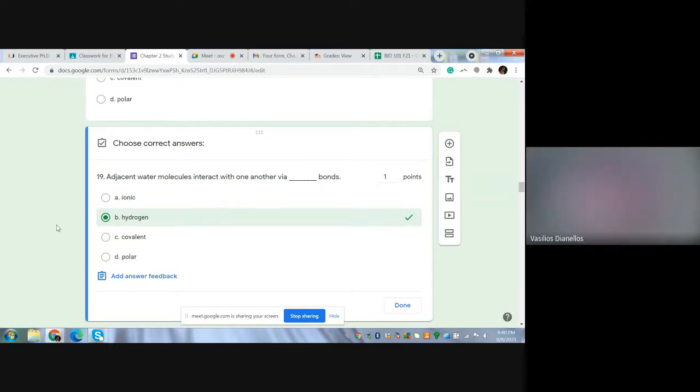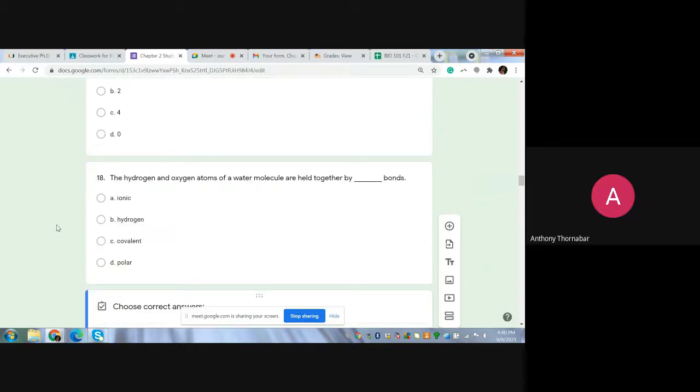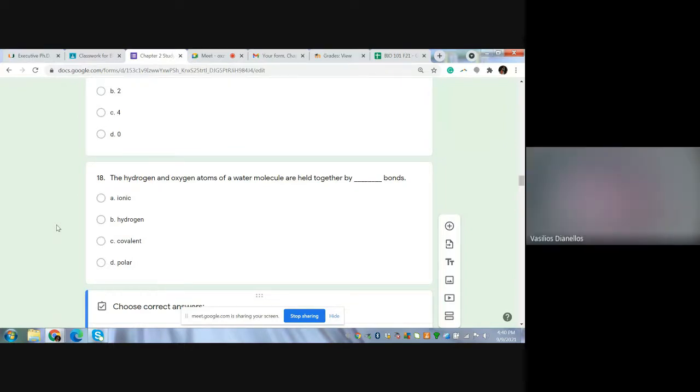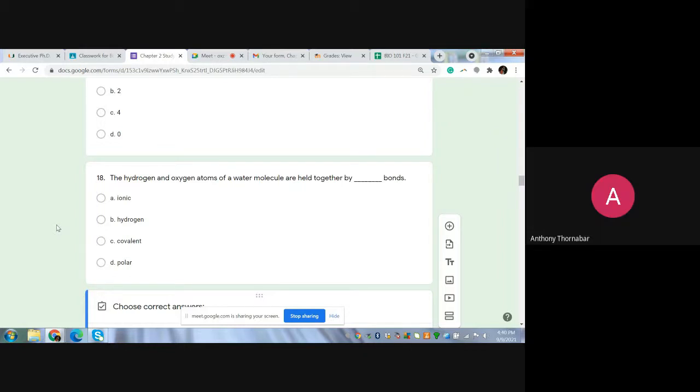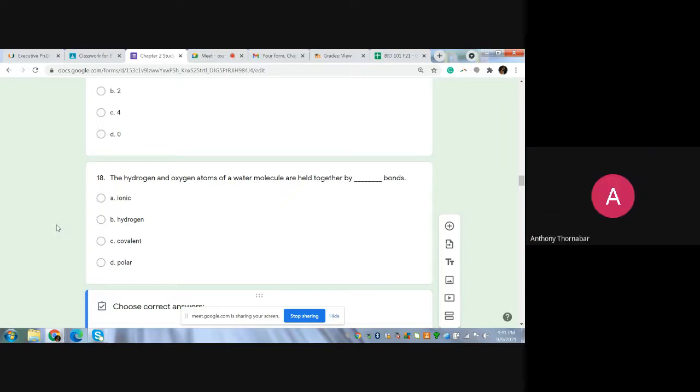Yes. Could you back up to 18 real quick? Yeah. Okay, 18. The hydrogen and oxygen atoms of a water molecule, that's saying one, are held together by covalent. And my question is, when you had us drawing out the formula like H2O or whatever, when you draw one line, that represents covalent. Exactly. Yeah, that's a covalent bond. Okay, and then when you draw two lines, it was like the equal sign. That was the hydrogen.